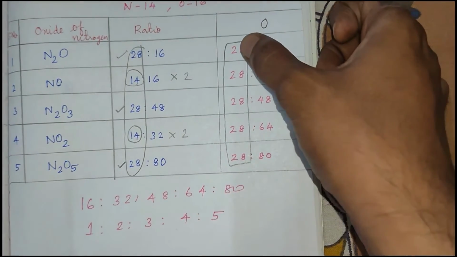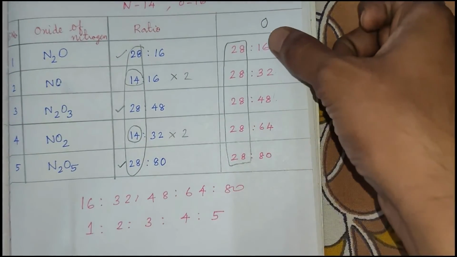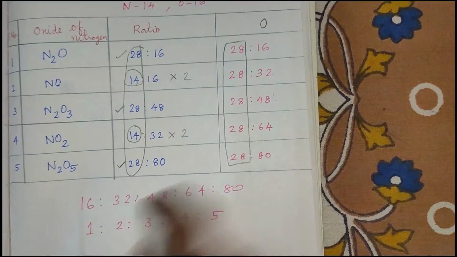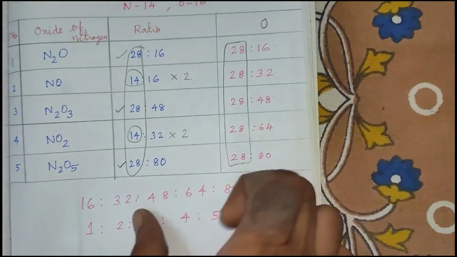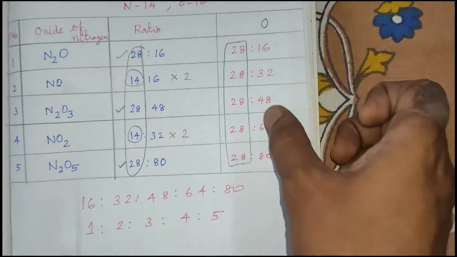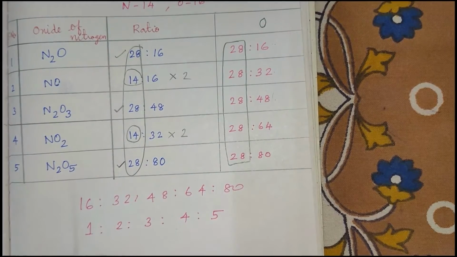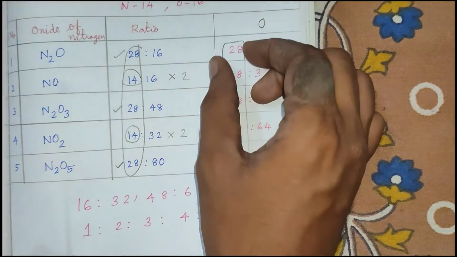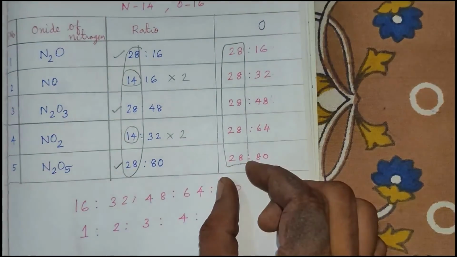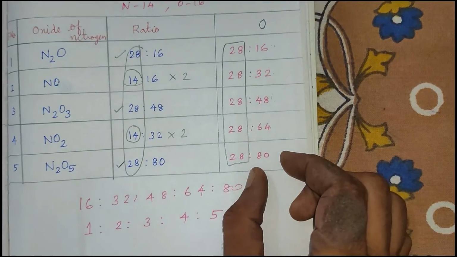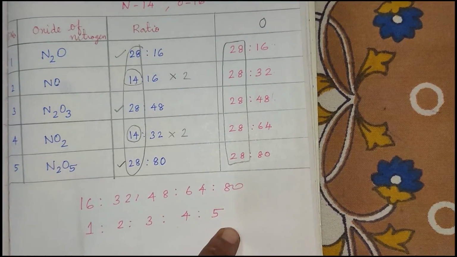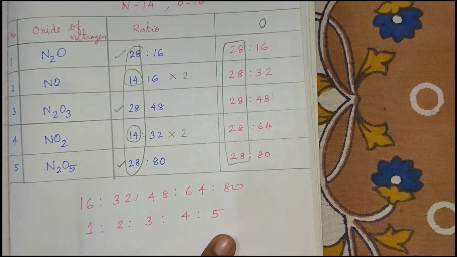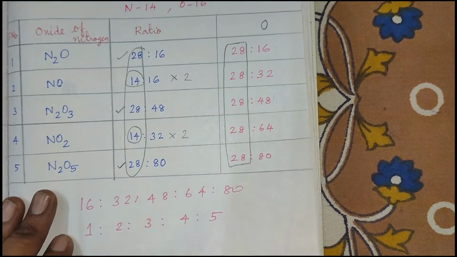In this case I have fixed the ratio of nitrogen and I am looking at the ratio of oxygen here. Now the ratio of oxygen is 16, 32, 48, 64, 80. When I simplify, I get 1 is to 2 is to 3 is to 4 is to 5. So when the ratio of one element is fixed, the other element's value will also look like a simple integral ratio. So that is the statement of this law. And I am going to take another example for that.